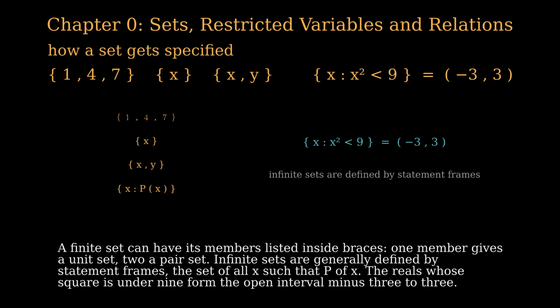A finite set can have its members listed inside braces. One member gives a unit set, two a pair set. Infinite sets are generally defined by statement frames. The set of all x such that P of x. The reals whose square is under 9 form the open interval -3 to 3.